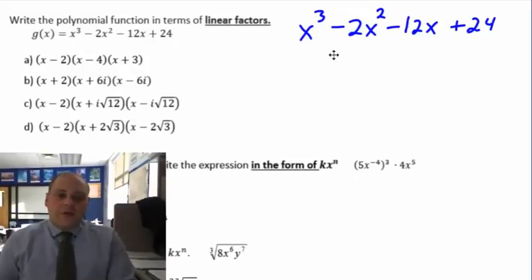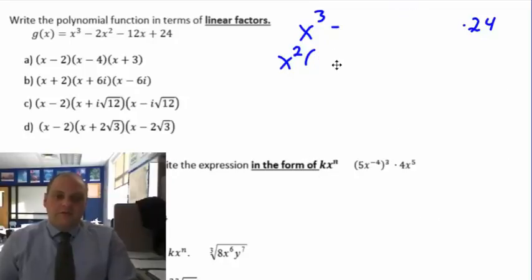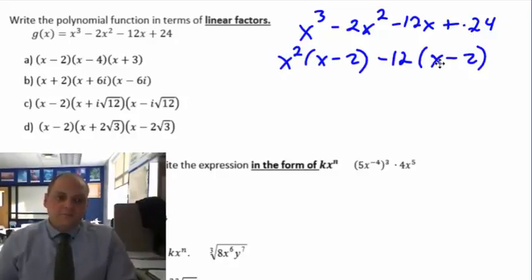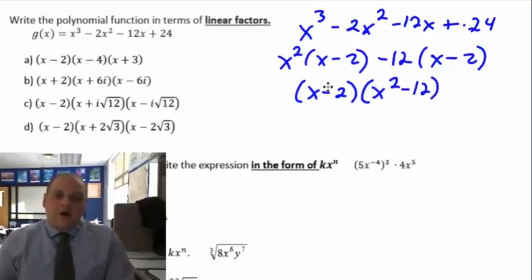But this is factorable by grouping. If you just split the middle there, you get x squared times x minus 2, and then 2x squared minus 12x plus 24. So x squared times x minus 2, and then negative 12 times x minus 2 is what you should get. The common binomial is x minus 2, and then x squared minus 12. So you know x minus 2 is going to be a factor, so it's not going to be b. It's one of these.